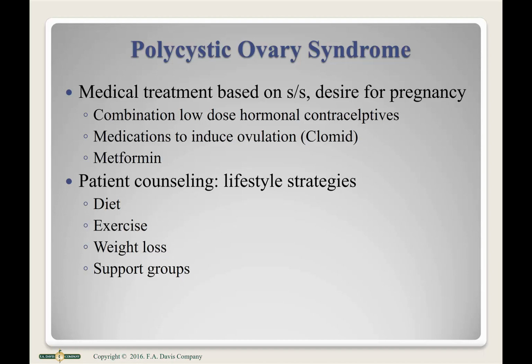And then if they want to become pregnant, we may need to give them medications to induce ovulation because those hormones are not working correctly. We're not having normal follicular growth. We're not having ovulation. And so we might need to give medications to induce ovulation. And then regardless of whether she wants to be pregnant or not, she's probably going to be on metformin because she probably does have some sort of insulin resistance.